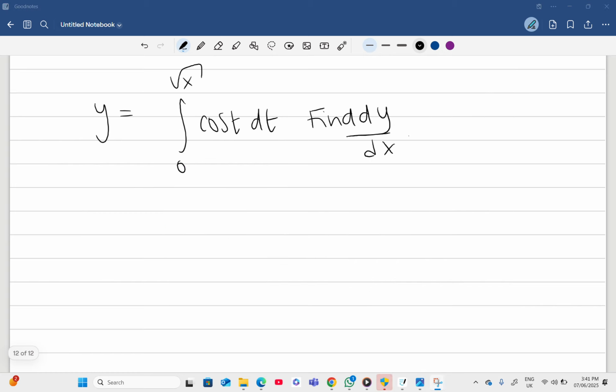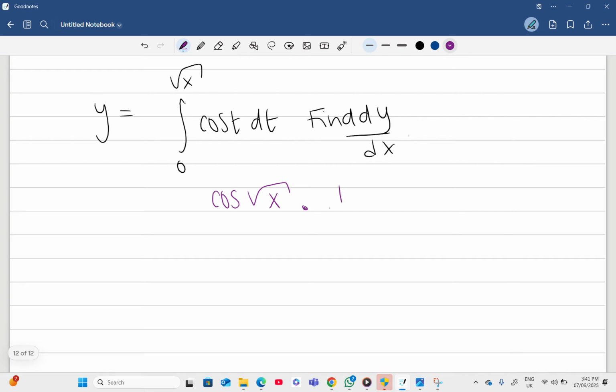Okay, this is my next question. Let me check my upper limit. Yes, it is a variable, and I have my constant in the lower limit, so I don't have to change anything. Now I'm just going to directly solve it, put the radical instead of the t, so cosine radical x multiplied by the derivative of the upper limit.